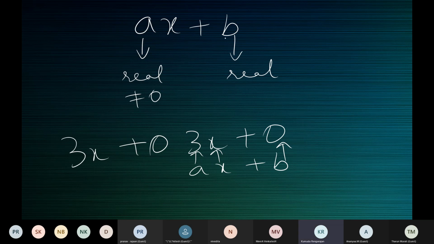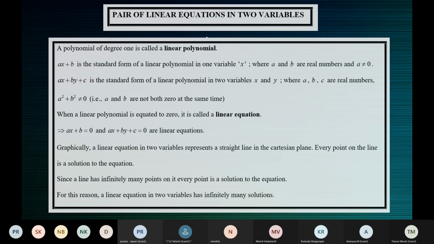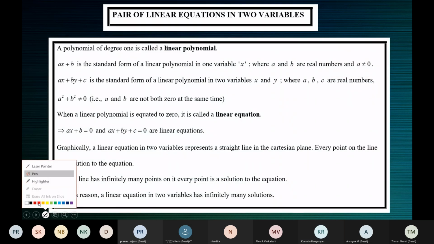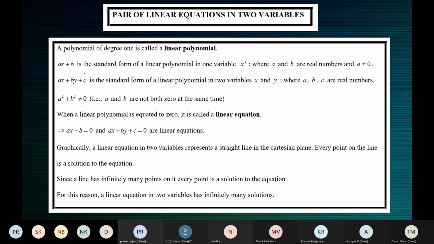Okay, so ax plus b, where a and b can be any real value, a should not be equal to 0. So that's what you would have seen here. Ax plus b, a and b are real numbers, but a should not be equal to 0. Ax plus b is a standard form of a linear polynomial in one variable x. A and b are real numbers and a not equal to 0. Ax plus by plus c, so that's the next thing.